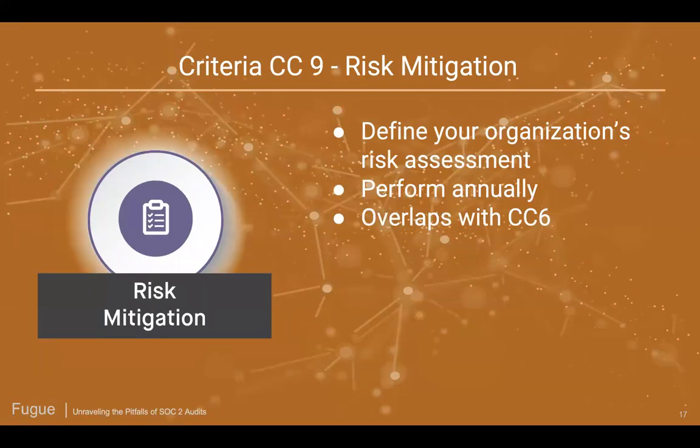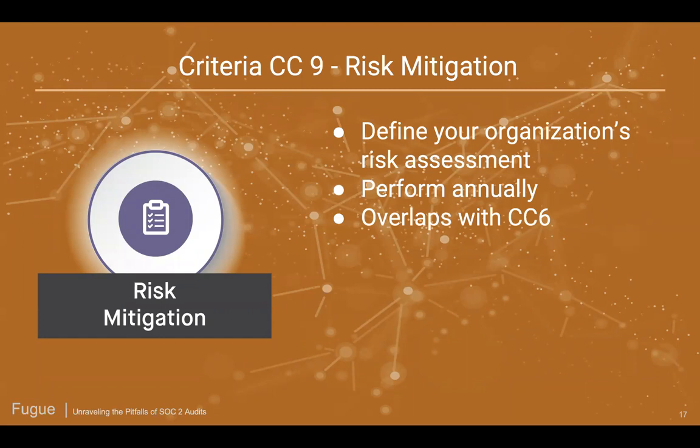The last of the common criteria is risk mitigation. And this is really around defining and performing annual risk assessments and ensuring that you do this very regularly. Again, there's a lot of overlap between common criteria 6 and 9, but I'm only going to review the common criteria that's specific to common criteria 9 and doesn't have overlap with common criteria 6.